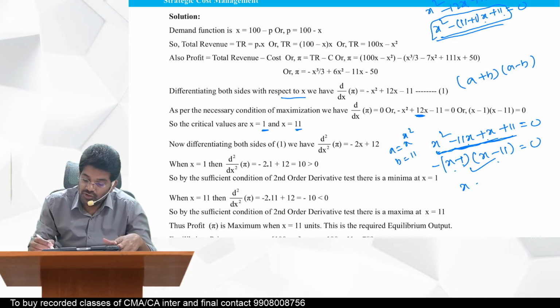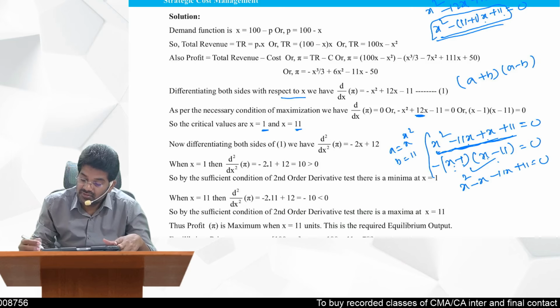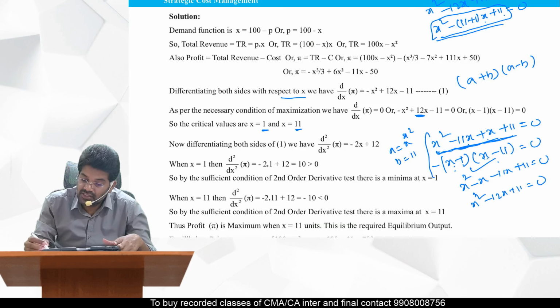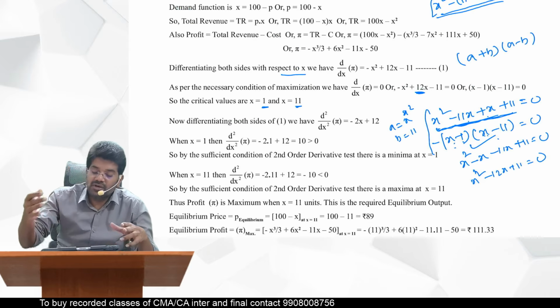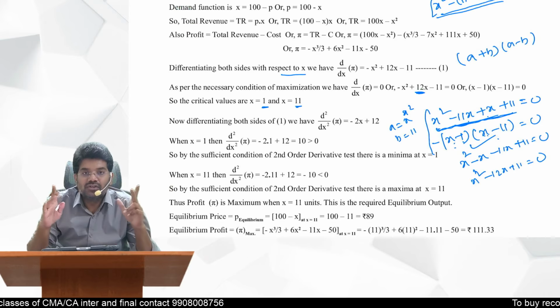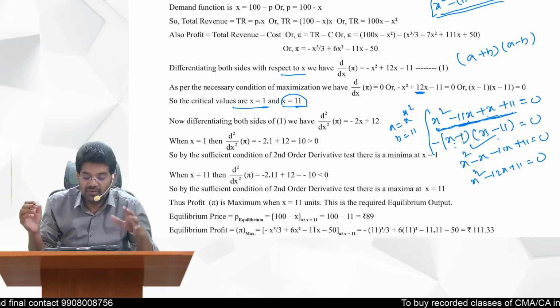Let me show you now. x into x, so x square, x into minus 1, minus x. Then minus 11 into x, minus 11x. Minus 11 into minus 1, plus 11 is equal to 0. So x square minus x minus 11x, minus 12x plus 11. Exactly we got the same thing. So x minus 1 into x minus 11 is equal to 0. x is equal to 1, x is equal to 11. Two values we got for x. So these are the x values.